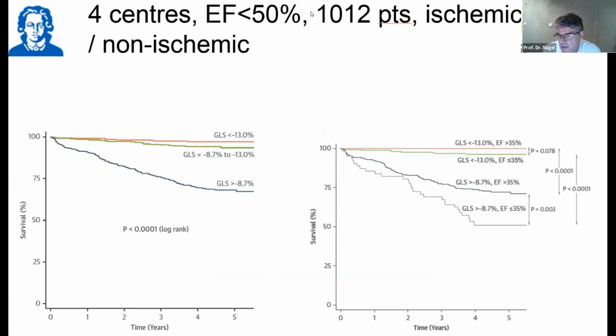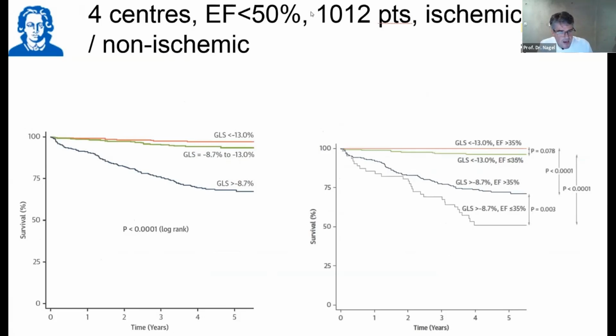You can see here that it adds to the information from ejection fraction. So if you have an ejection fraction of more than 35% and a preserved longitudinal strain, the outcome was good. If you had a reasonable ejection fraction and your strain was significantly reduced, the outcome was much worse. And if you have reduced ejection fraction with normal longitudinal strain, you were also still doing quite well. Whereas if you have reduced ejection fraction and reduced global longitudinal strain, then your outcome was significantly worse.